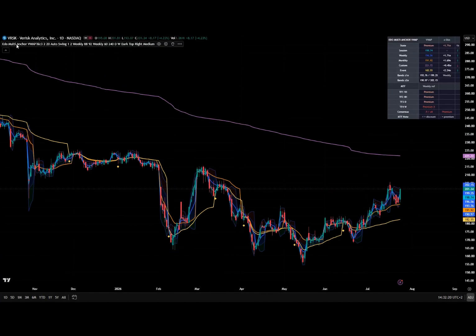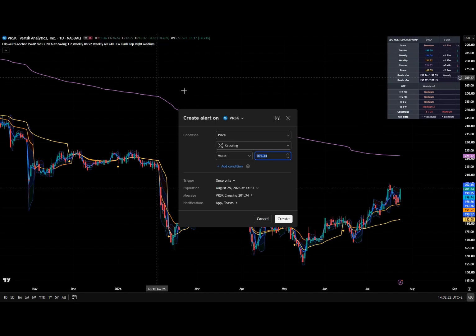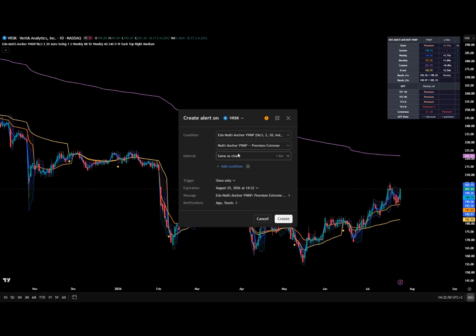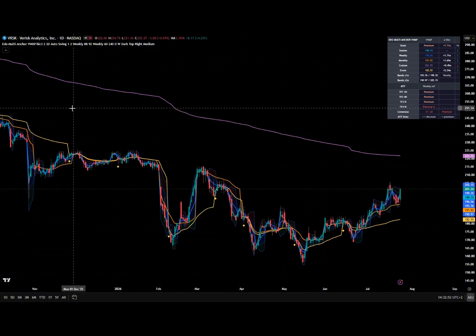The indicator ships with 13 alerts. Let's open the Create Alert dialog. The 5 state transitions, into Premium Extreme, Premium, Neutral, Discount and Discount Extreme. The 2 crossings of the reference anchor, up and down, and the 2 multi-timeframe ones. And the 4 anchor resets, a new session, a new week, a new month, and a new event anchor. We use the 2 crossings of the reference anchor as the working ones, and the extremes as context.